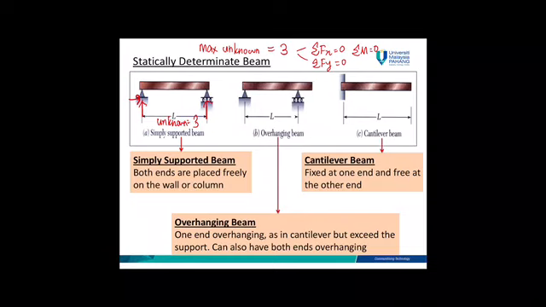Same goes to this one, overhanging. Why overhanging? Because the beam extends past a support at the end. For this one, this is a pin support, so you have two support reactions. For roller you have one, so the unknown is equal to 3 also. You have three equilibrium equations, so you can solve this one by using the equilibrium equations. For cantilever beam, this is a fixed support. For fixed, you have 3 unknowns.